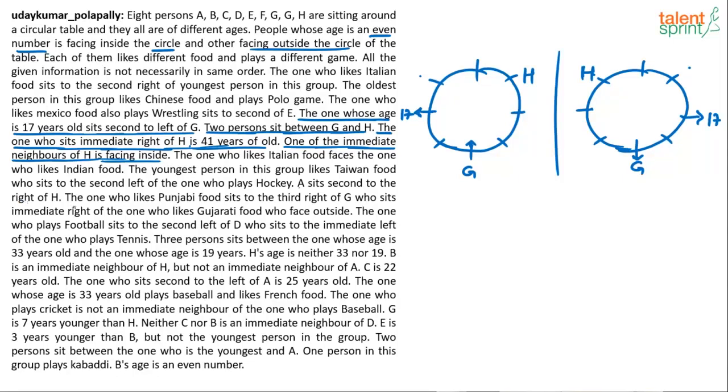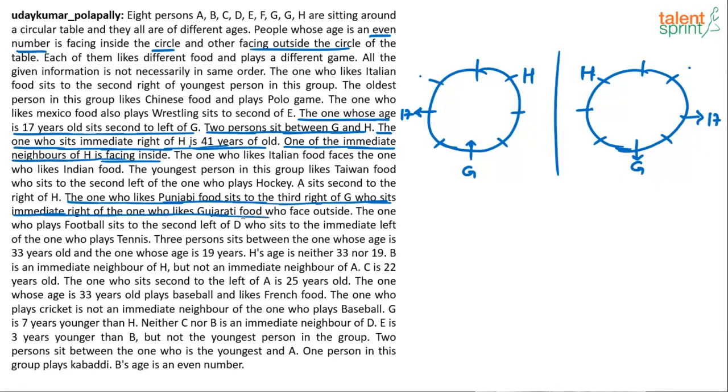The one who likes Punjabi food sits to the third right of G. Okay, this also can be used, right? Who sits immediate right of the one who likes Gujarati food, who faces outside. Okay, so this statement can be used. Everything can be used here.